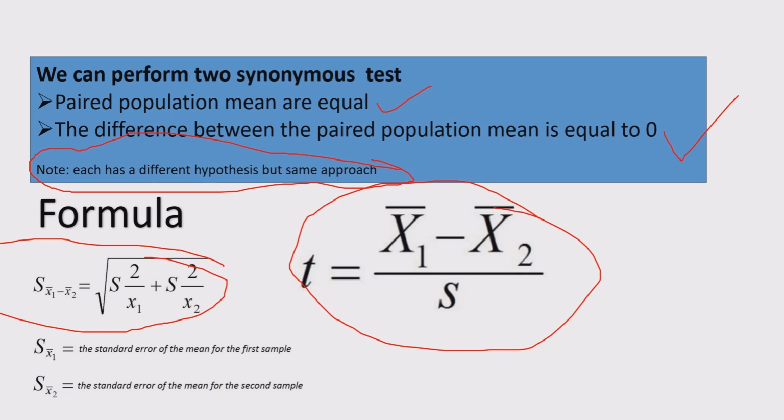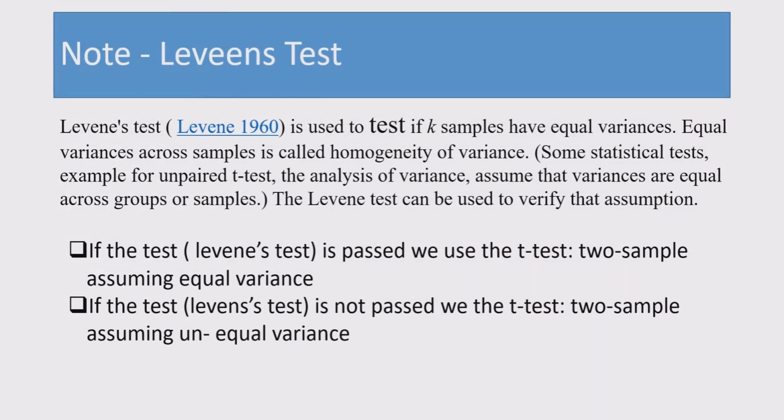And then one more very important thing I want us to take note of is the Levene's test. Now this Levene's test, let me go statistical a bit. For you to be able to use this t-test, your data set must satisfy the homogeneity of variance. Let me just read what I have here. Levene's test is used to test if k samples have equal variance. Equal variance across samples is called homogeneity of variance. Some statistical tests, for example the t-test and analysis of variance, assume that variances are equal across groups or samples. Levene's test is used to verify this assumption.